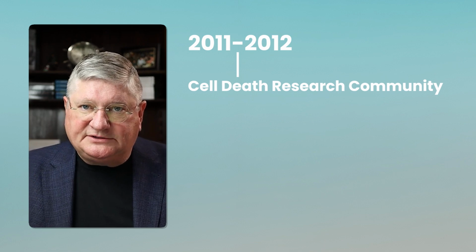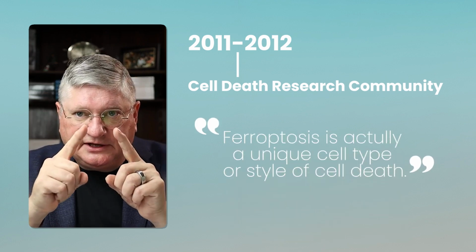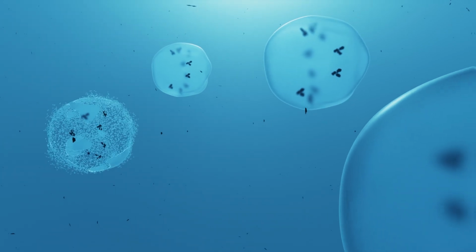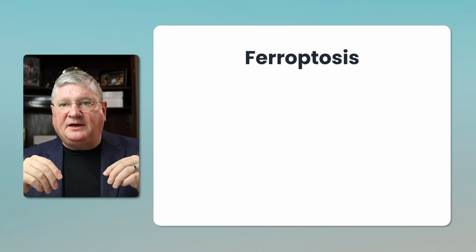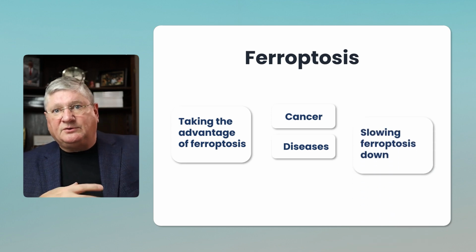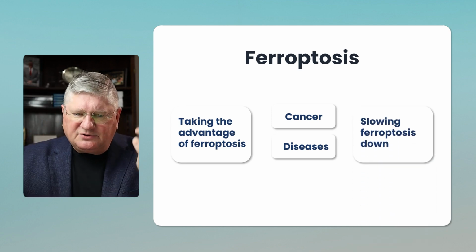So it's different than other types of cell death. And in about 2011, 2012, the cell death research community accepted that ferroptosis is actually a unique type or style of cell death, which helps the body then to identify the dead cell and immunologically remove it. And since that time, which is now going on over a decade, we hear more and more about ferroptosis and maybe taking advantage of ferroptosis in cancer or some other diseases, or slowing ferroptosis down, stuff like that. So we want to go through why.